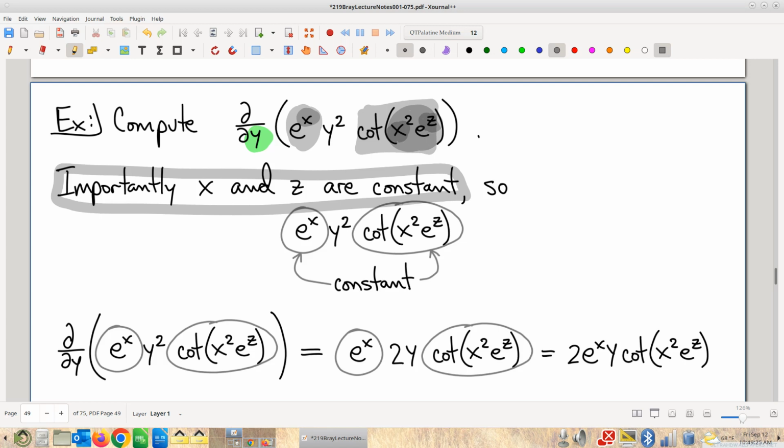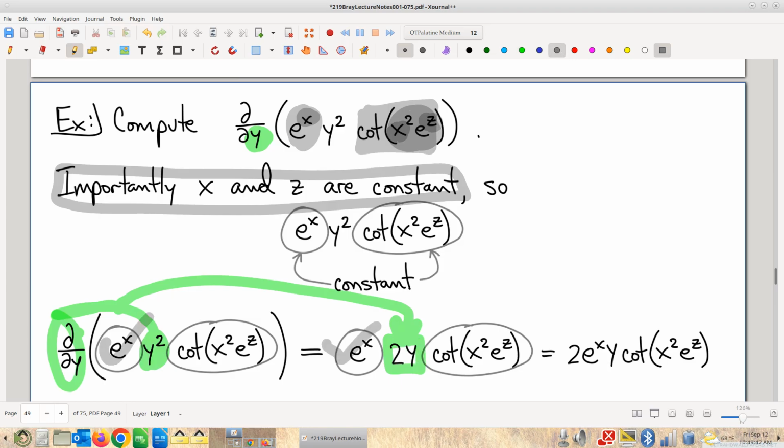And the only thing that's not a constant is the y squared, right? And taking the derivative of y squared is easy. So the y derivative of y squared is 2y. Constants do what constants do, which is just stick around. Boom. No product rule. No chain rule. Everybody on board? Isn't that nice?